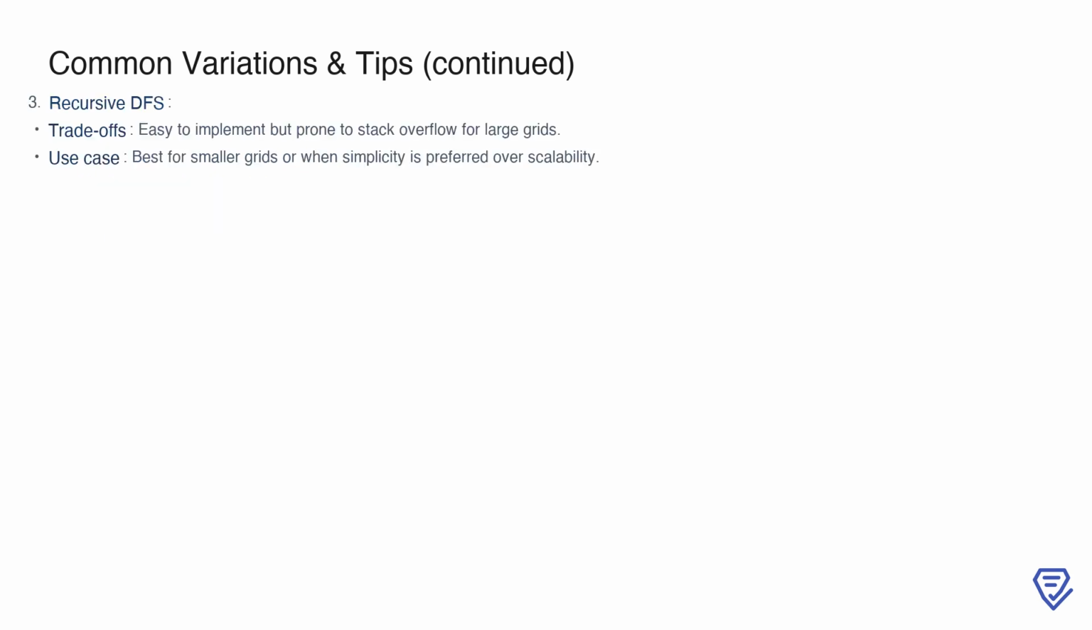Finally, recursive DFS remains one of the simplest and most intuitive methods for solving the number of islands problem. It is easy to implement and often the go-to choice for smaller grids, where stack overflow is not a concern. However, it does have limitations. On larger grids, the recursion depth may exceed the system's limits, leading to stack overflow errors. For cases where simplicity is more important than scalability, recursive DFS is an excellent choice. By understanding the trade-offs between these techniques, you can select the most appropriate method for the problem at hand and demonstrate both your technical skills and your ability to make informed decisions.